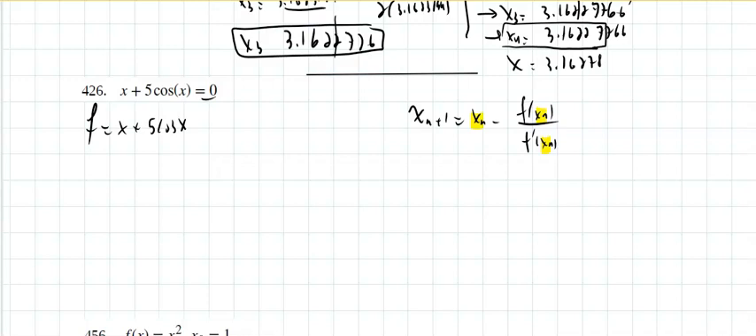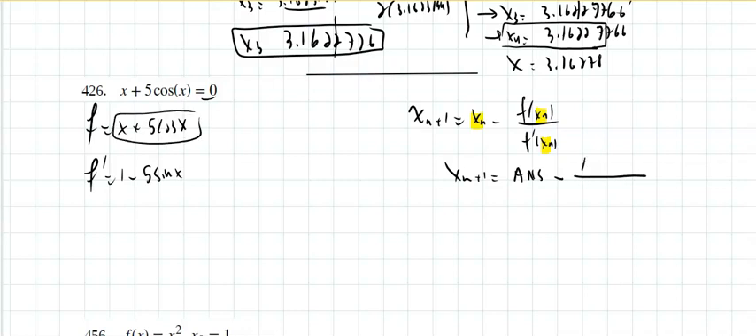So I need an initial point. I always do. I need a derivative, that's 1 minus 5 the sine of x. So this formula just became x sub n plus 1 equals my answer minus my answer plus 5 the cosine of the answer, make sure you are in radian mode, divided by 1 minus 5 the sine of answer. So if I just get the first guess and I start from there, I'm okay.